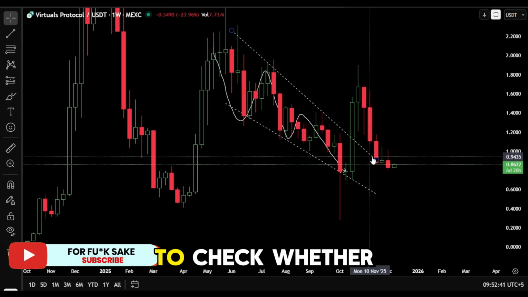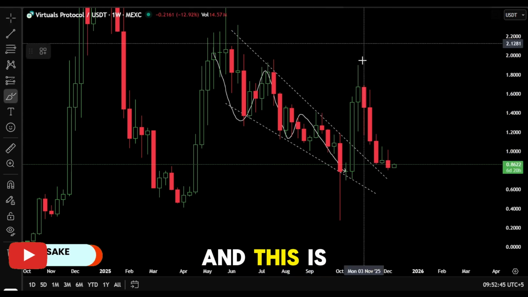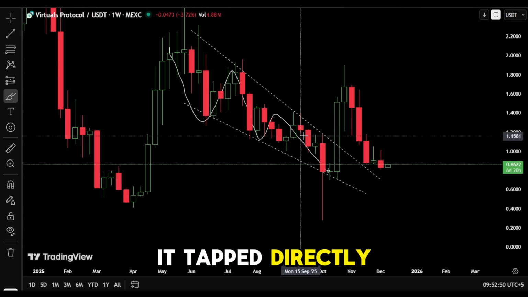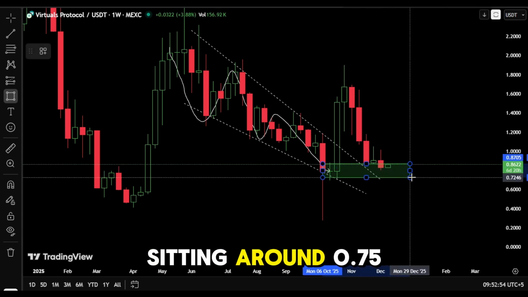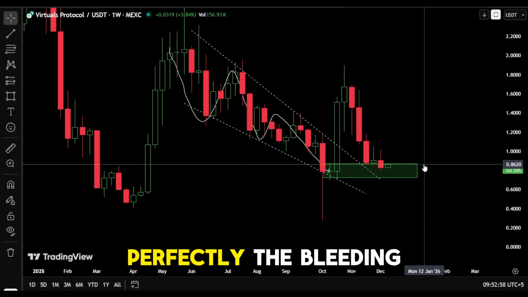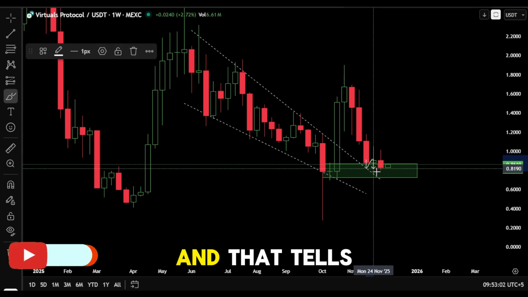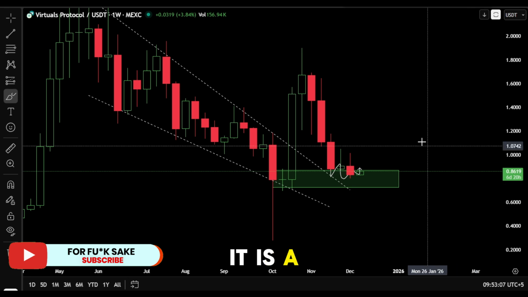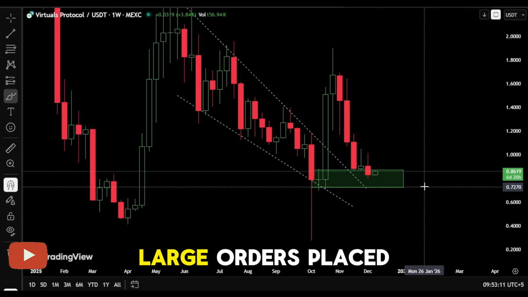Price came back down to check whether the breakout level was real or just a quick fake out, and this is where things get interesting. When price returned, it tapped directly into a very clear demand zone, sitting around 0.75. That zone held perfectly. The bleeding stopped exactly where buyers previously stepped in, and that tells us that this area is not just random support. It is a zone institutional traders usually defend because they have large orders placed there.